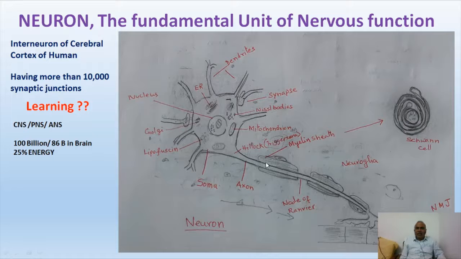Around the neurons of the central nervous system, there are oligodendrocytes forming the myelin sheath, and around the axons of the peripheral nervous system, there are Schwann cells. Schwann cells surround the axons of peripheral neurons, and oligodendrocytes surround the axons of central nervous system neurons. So this is the structure of a neuron.